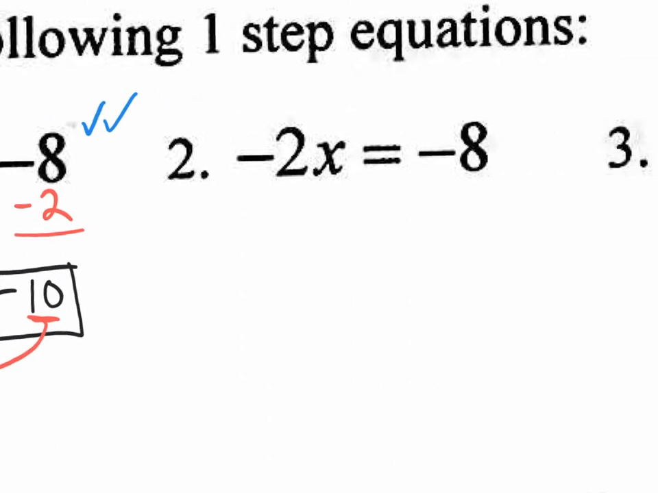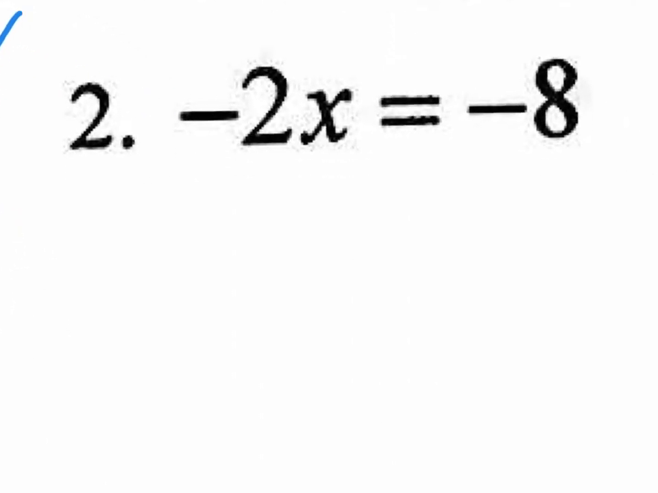Let's try number 2. Now, what does it say here really? Does it say x plus negative 2? Does it say negative 2 minus x? What does it say? Negative 2 times x. So let's all put a multiplication symbol right there. Now that's what's happening. You have a negative 2 times x.